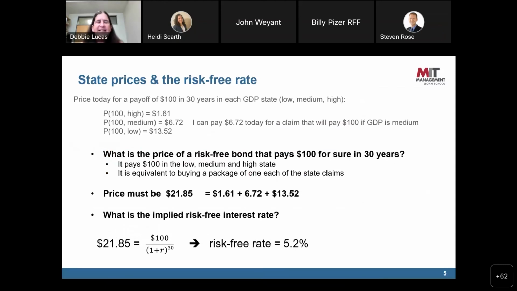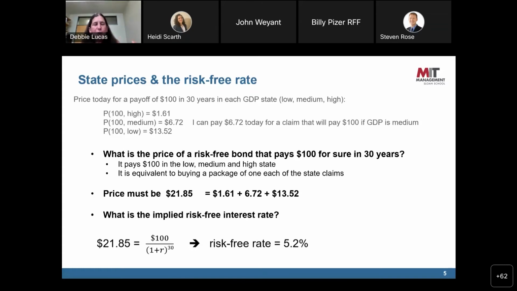Okay, let's just very quickly see that once you have this framework, we can basically price any risky asset. So let me start with a risk-free bond. What does a risk-free bond do? Well, a risk-free bond that pays $100 in 30 years, no matter what the state of the economy is, is going to have a value today that's equivalent to buying one of each of these claims I just described: a claim that pays off 100 in the low state, 100 in the medium state, 100 in the high state. So buying one of these state claims for each of those states costs $21.85.